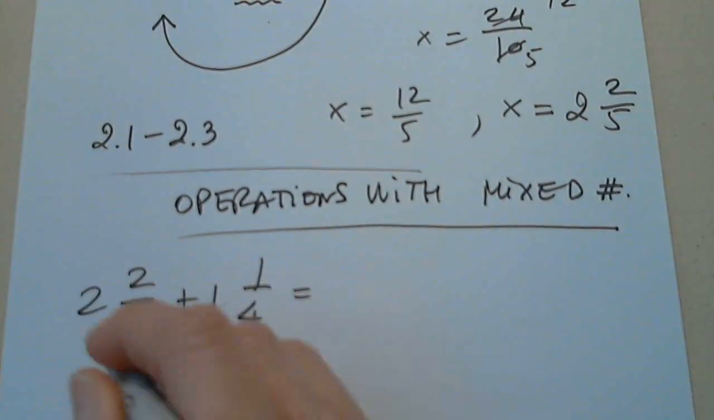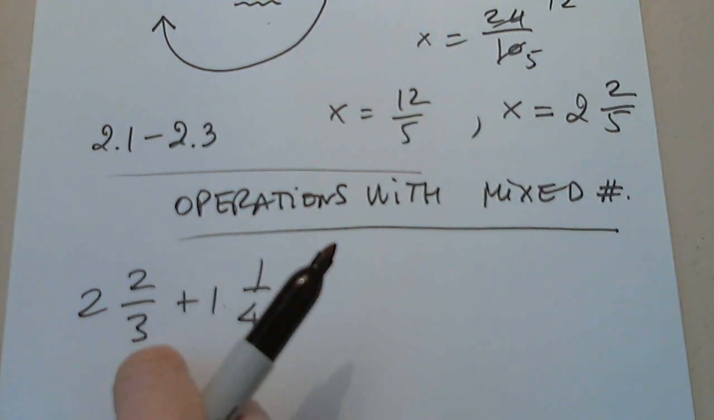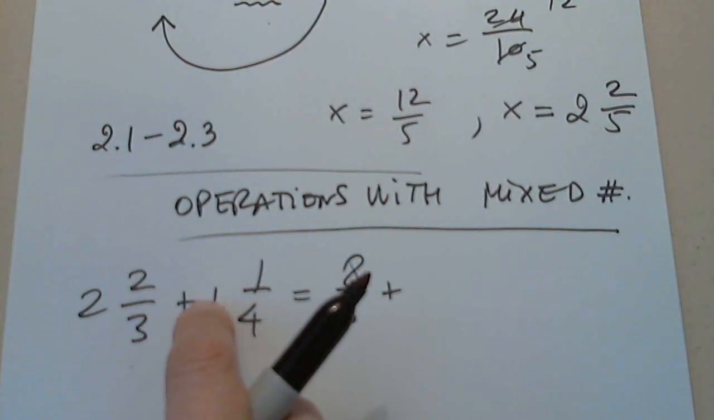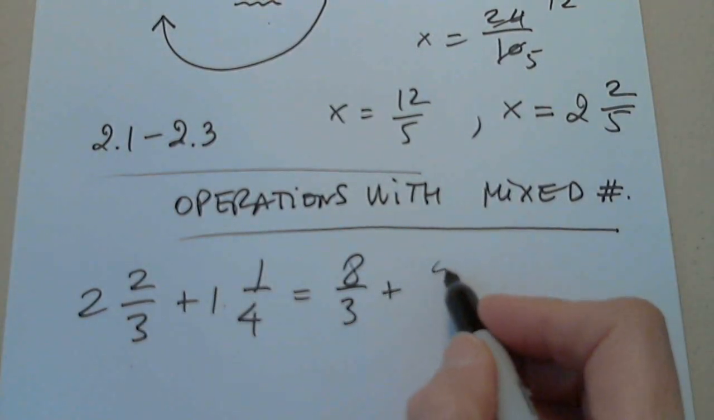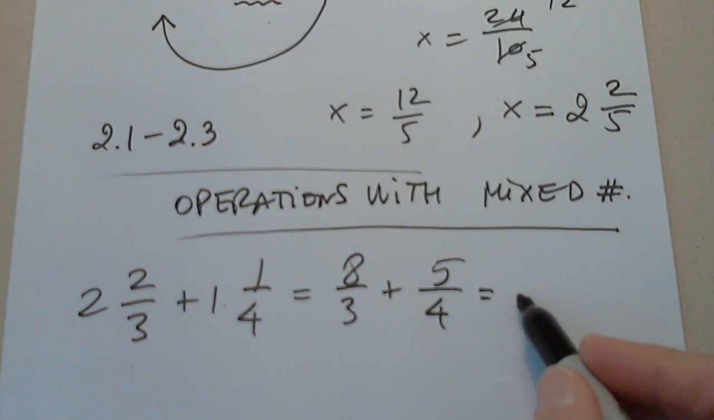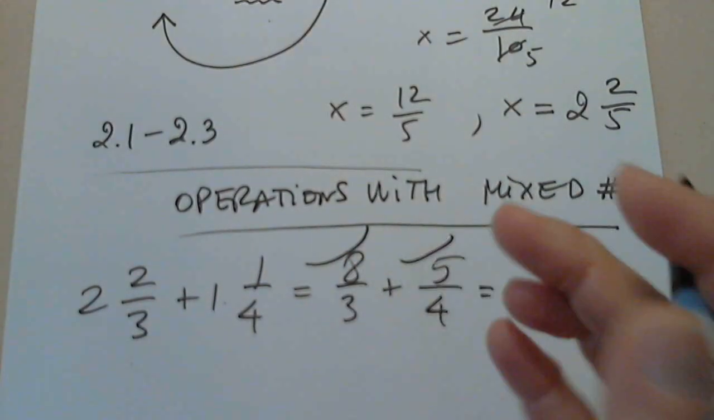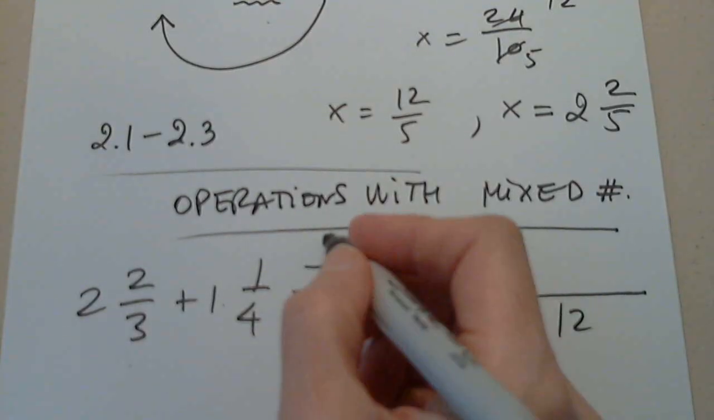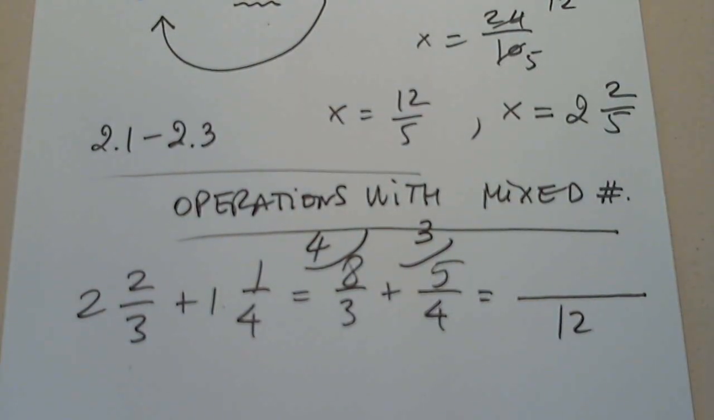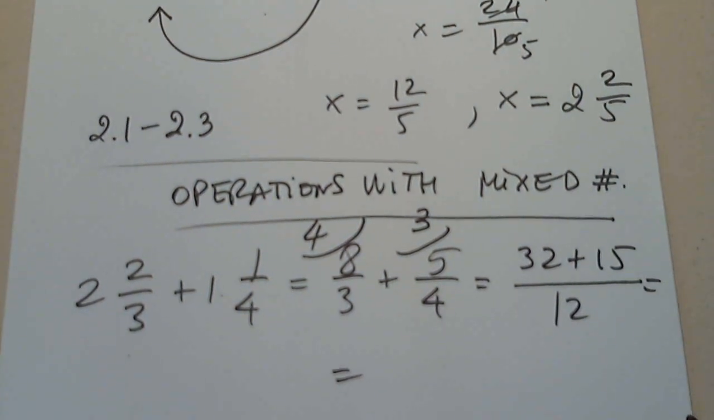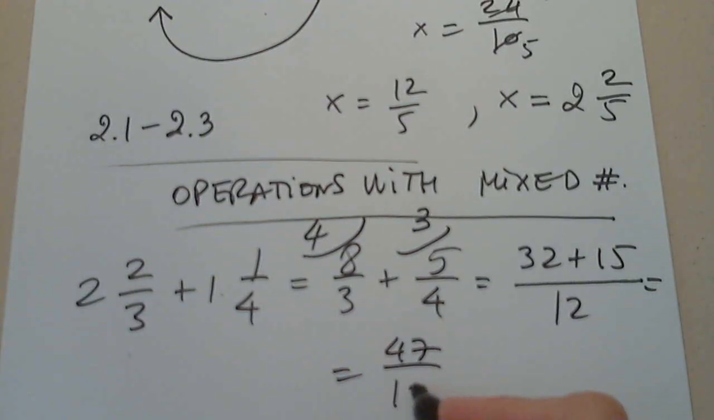But here, put the integers back. 2 times 3 is 6. 6 plus 2 is 8. 1 times 4 is 4, plus 1 is 5. Find the least common denominator, which in this case is 12. Very good. Adjustments, that's nice because it's the product. So this goes up here and this goes up here. 32 plus 15. Do not be tempted to simplify, please. So this is 47 over 12.